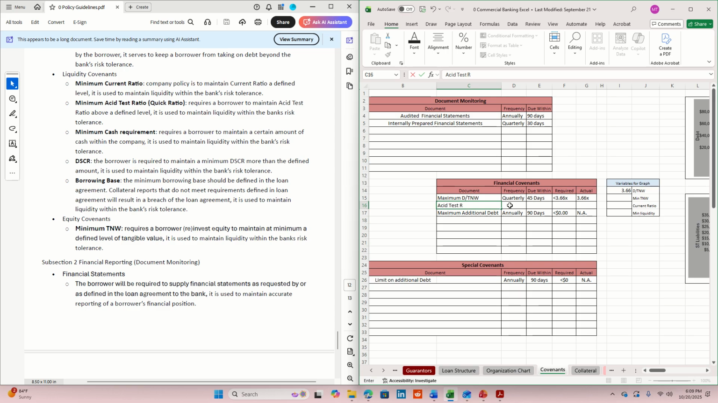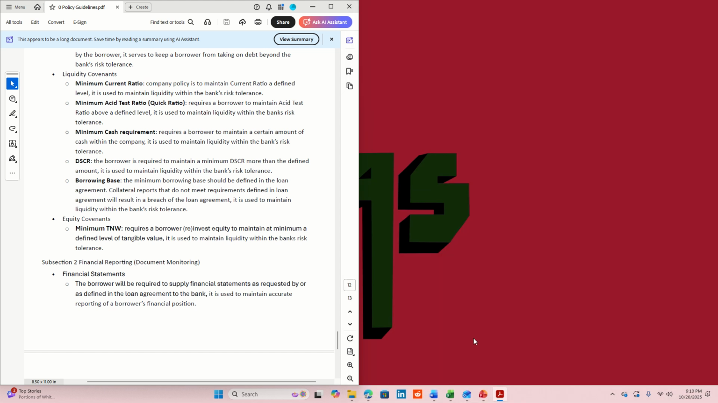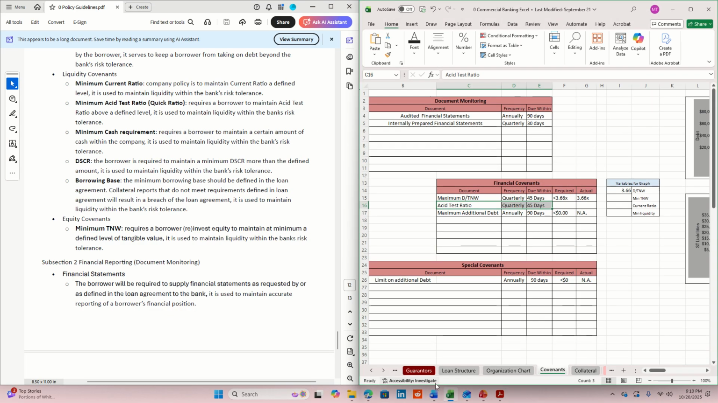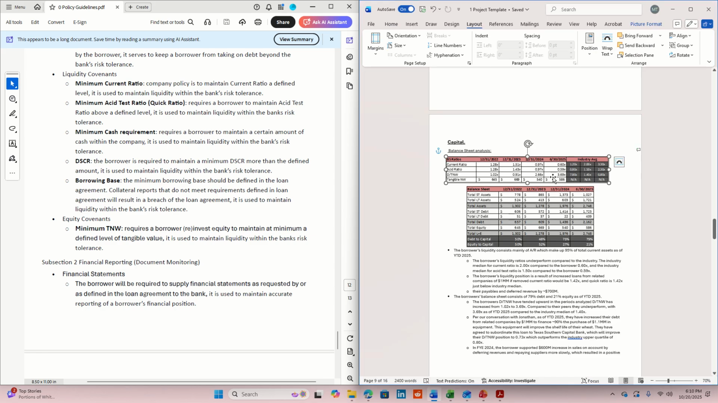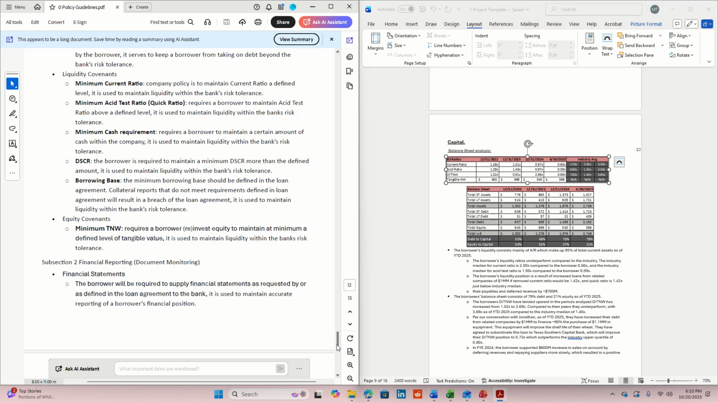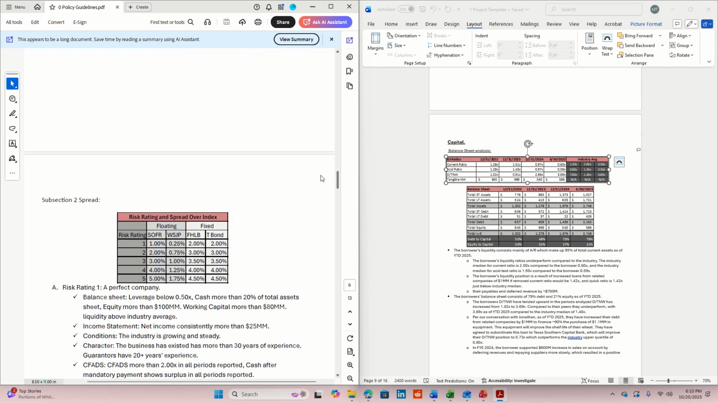Acid test ratio removes inventory from the calculation. We're going to test for this quarterly. I'm going to say due within 45 days. So that means I need to get their balance sheets within 45 days, and they have to confirm that their acid test ratio is above a certain point. And just because I just want to get their acid test ratio higher, I'm not going to make them have to meet the industry standard. I'm going to make them have to meet our in-house requirement. And what is our in-house requirement?